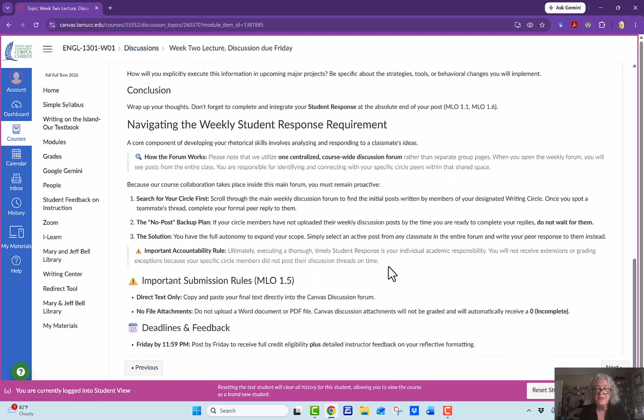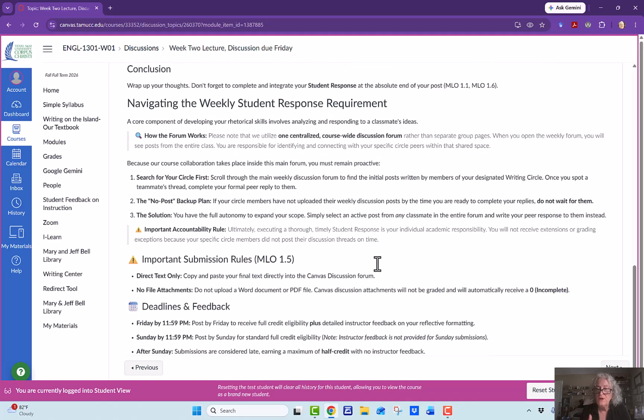This is where you find somebody in your group that you want to respond to. If not, then you have your backup plan. You find somebody in the whole class and respond to them. Even if they have another response, you respond to them, because that's your responsibility to respond to somebody else.